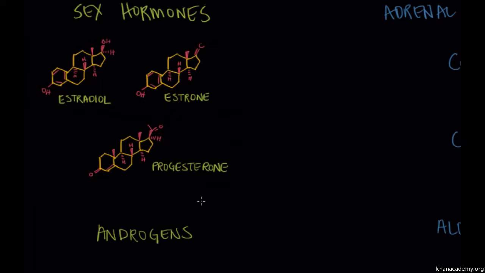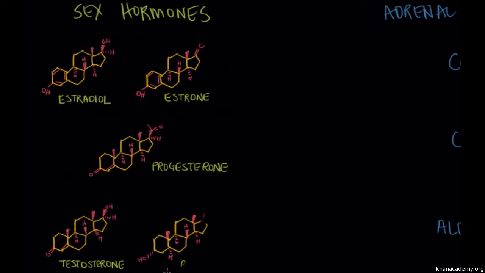And then we have androgens. And we have testosterone and androsterone, and similarly to the estrogens, those regulate the secondary sex characteristics, but more so in males, and they're predominantly made in the testes.